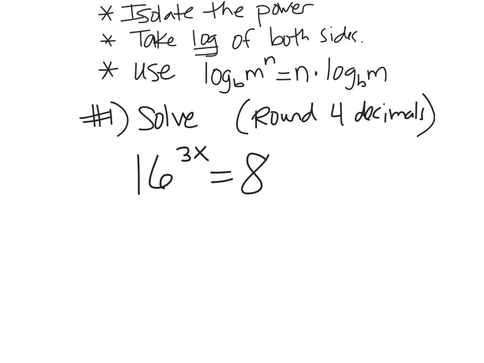So here's what we're going to do. First, isolate the power. The power is already isolated. You can't divide by 3 or 16. You can't do anything to both sides. And so the second step is to take the log of both sides.